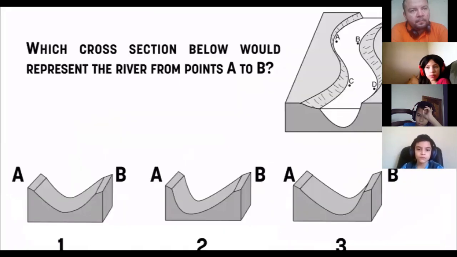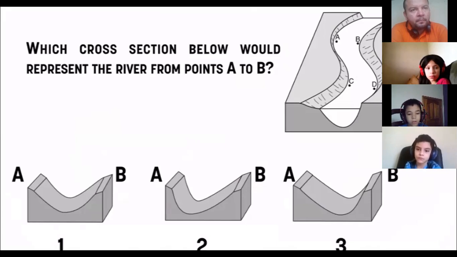When we look at the stream bed, if we were to take a cross section of our example and say, okay, from A to B, what would the actual shape of the stream channel look like? We know that there's going to be more erosion at A and more deposition at B. What would that do to the stream channel itself? Just take a look at the three choices and select the best one.